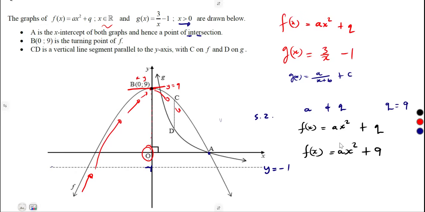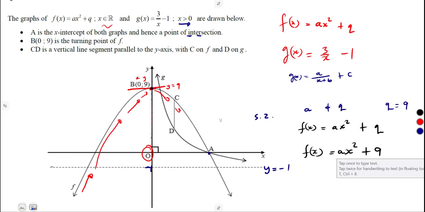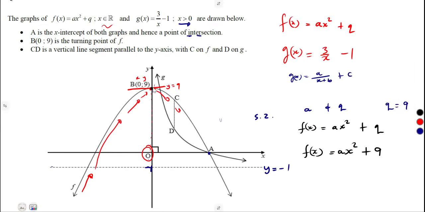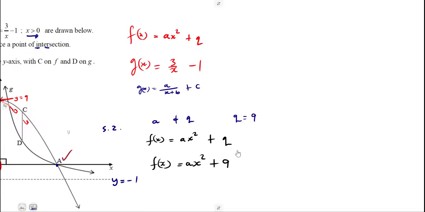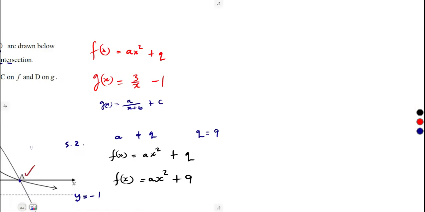What about a? To find a, we can substitute any point which is found on our f of x. Which point can we use that is on f of x? We cannot use the (0, 9), this turning point, because that is the one where we have the 9 already. We look for another one. We can use the point A. As A is the x-intercept, we can determine that value because it is the x-intercept for both functions. So at A, find the x value there.